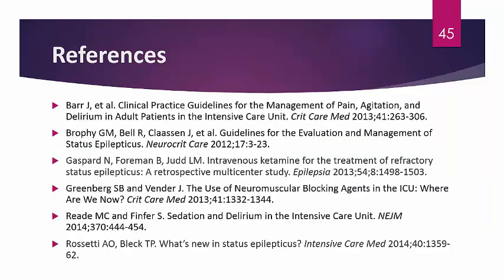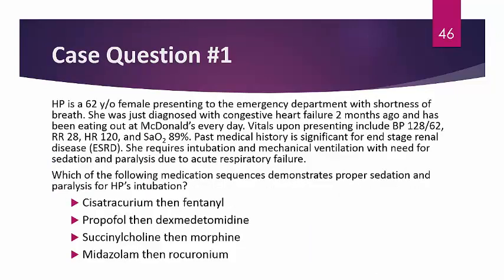Here are the references for the talk today. And we'll go over the case questions from the beginning. So we had HP, a 62-year-old female, who came to the ED with shortness of breath. She was just diagnosed with CHF 2 months ago and had been eating out at McDonald's every day, probably had a lot of salt intake, and had a lot of significant fluid accumulation. Vitals included BP 128 over 62, respiratory rate of 28, heart rate 120, oxygen saturation 89.